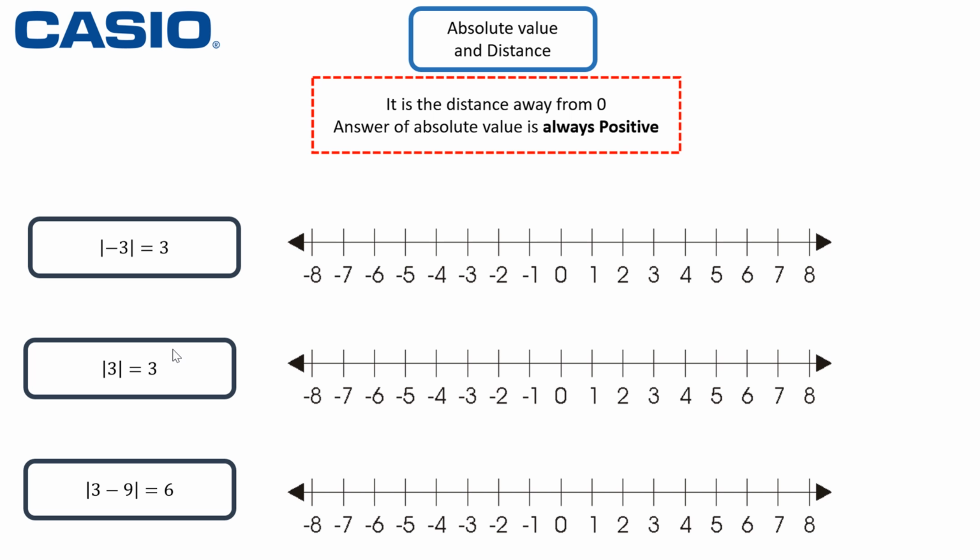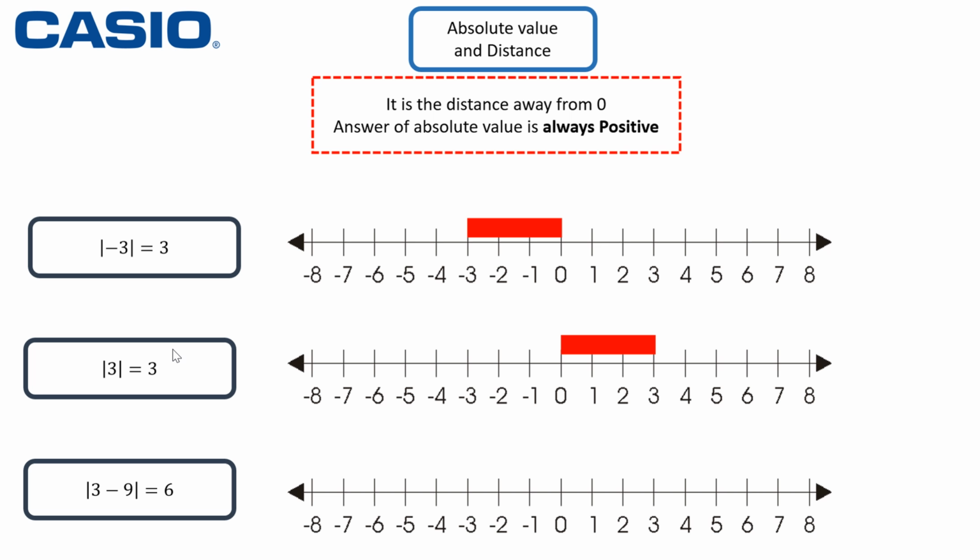So in the first example, we have the absolute value of -3 is 3. Why is the absolute value of -3 equal to 3? If you place -3 on the number line and you calculate the distance between 0 and -3, I will get 3. So -3 is 3 steps away from 0. So the distance is 3. Also the same thing for the absolute value of 3. I locate 3, then I calculate the distance away from 0, so I will find it 3 steps away from 0, so the absolute value of 3 is 3.